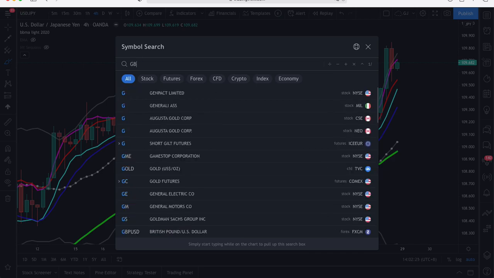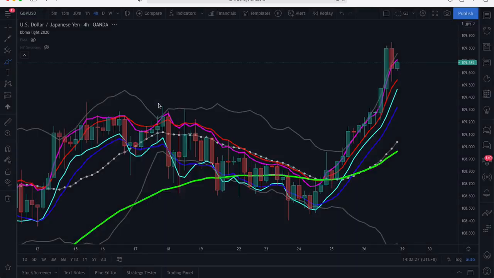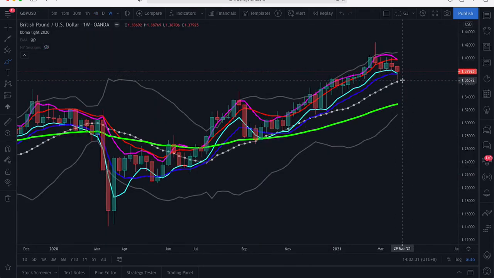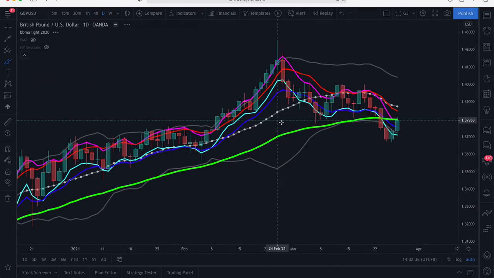Next pair, GBP USD. Starting at the weekly time frame, we can see it's also a re-entry buy setup. Price rejects the MA510 low. On the daily time frame, we can see it's making an extreme buy. Okay, extreme buy.